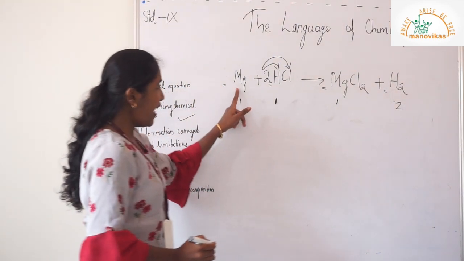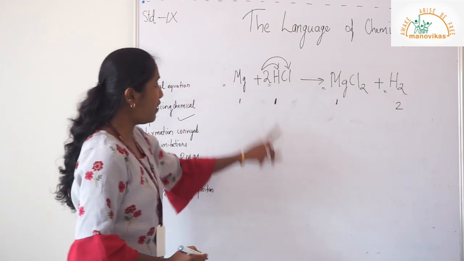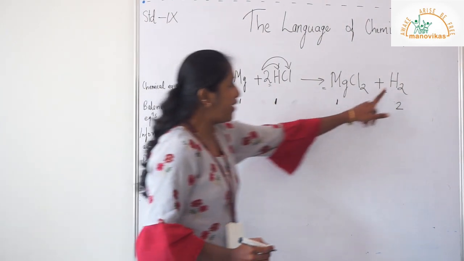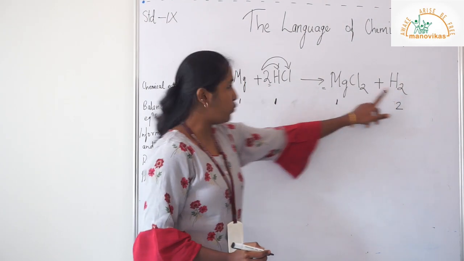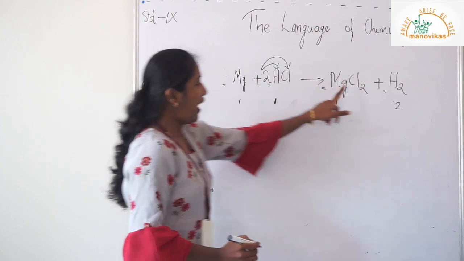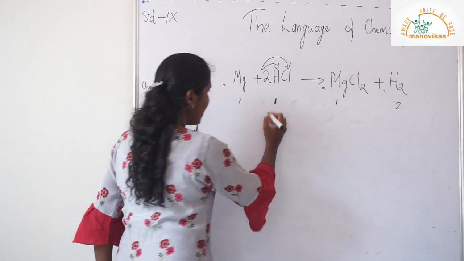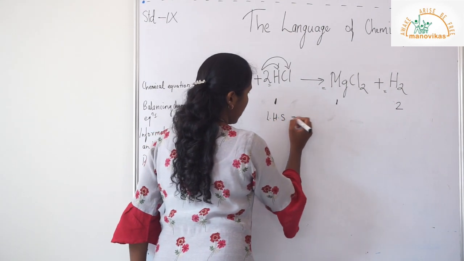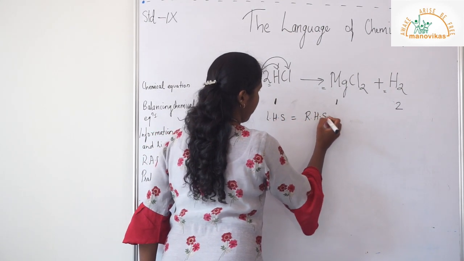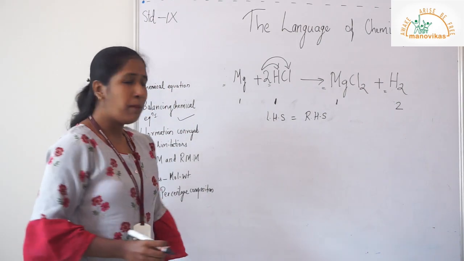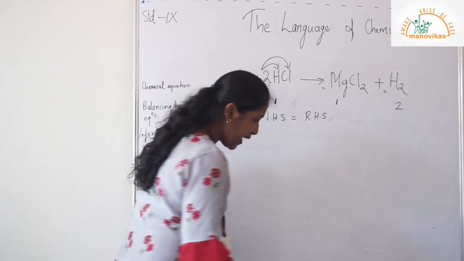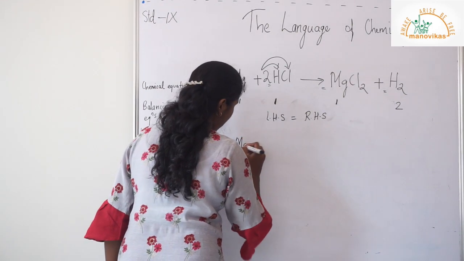Now let's see again. Mg is 1, Mg is 1. Hydrogen is 2. Hydrogen over here is also 2. Chlorine is also 2 and this chlorine is also 2. So the equation is balanced. That is, left hand side is equals to right hand side. Okay? So the equation is balanced. Let's take one more example.